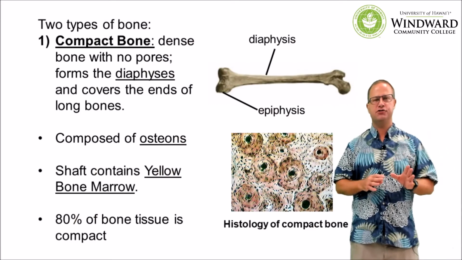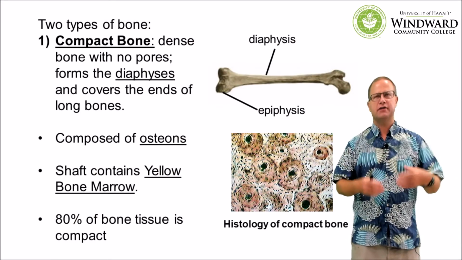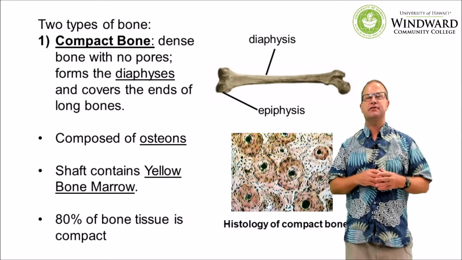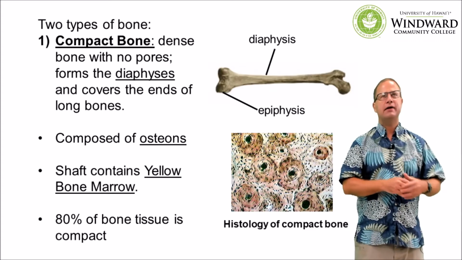Okay, now that we've learned a little bit about bone shapes, we're going to talk about the types of bone tissue. Now, we said last time in our tissues lecture that osseous tissue was a connective tissue, and that's true, but there's actually 2 different types of osseous tissue. There's compact bone and spongy bone.